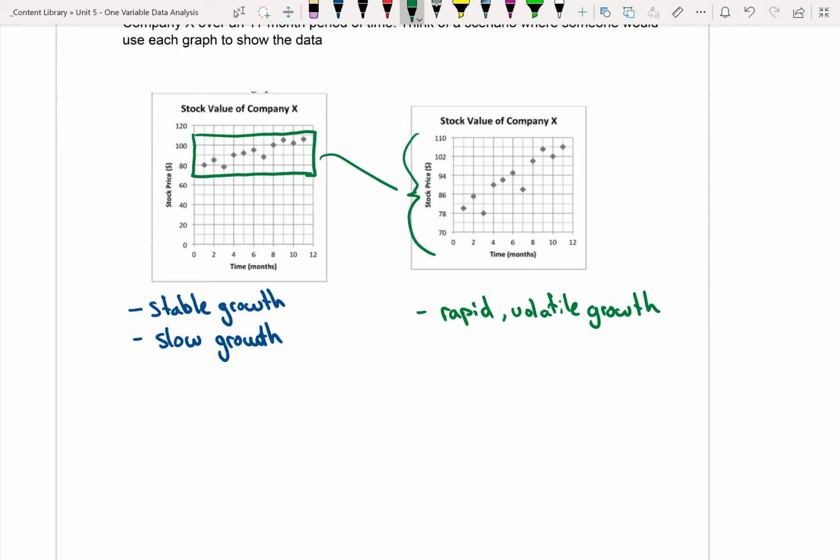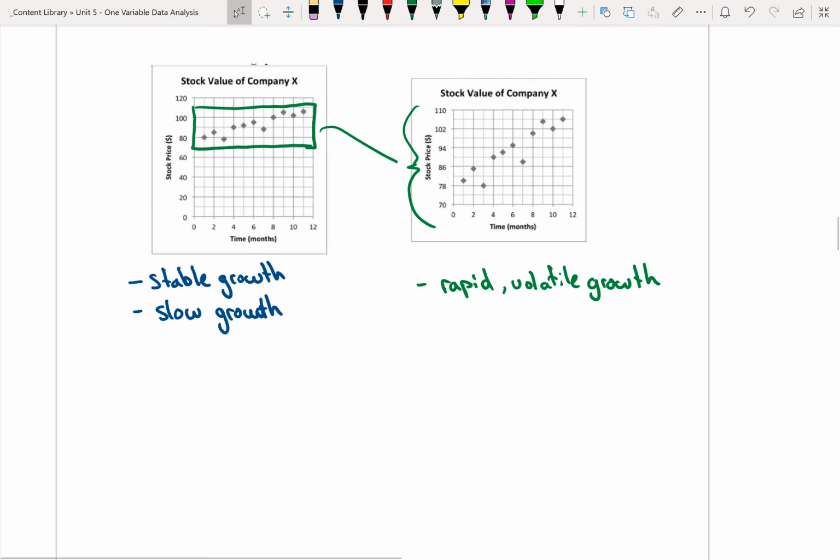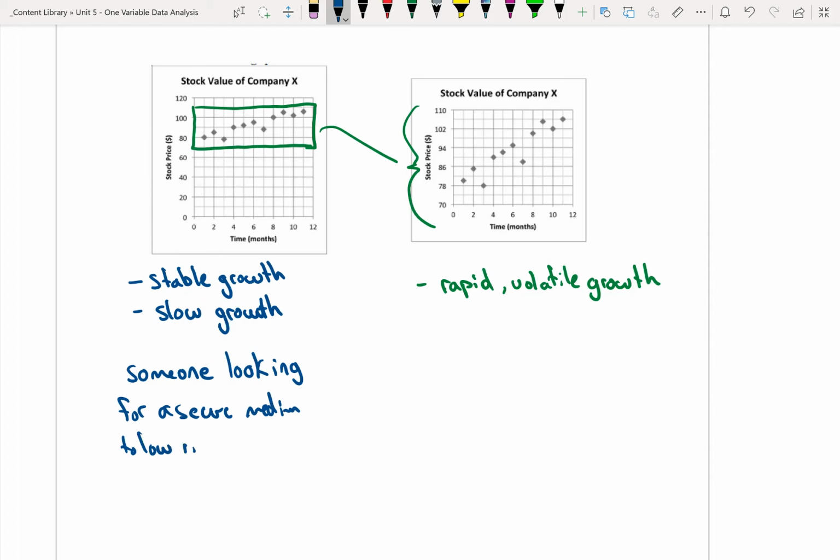It just depends. So I would use the first graph if I wanted to show someone who is looking for a secure, medium to low risk investment, because of that stable and slow growth. Yes, it's growing slow, but there's less risk involved.